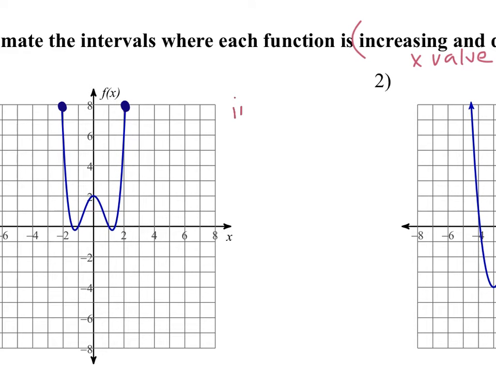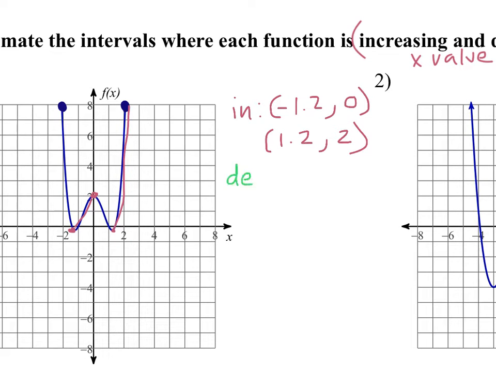So our graph is increasing. We see from this point, it would have the x value of about negative 1.3 or 1.2. It's not exact for some of these, so just estimate. So this would be negative 1.2. And then it stops increasing when x is equal to 0. So that would be our first interval for increasing. We also see that this graph is increasing from positive 1.2 to 2. So this would be 1.2 to 2.